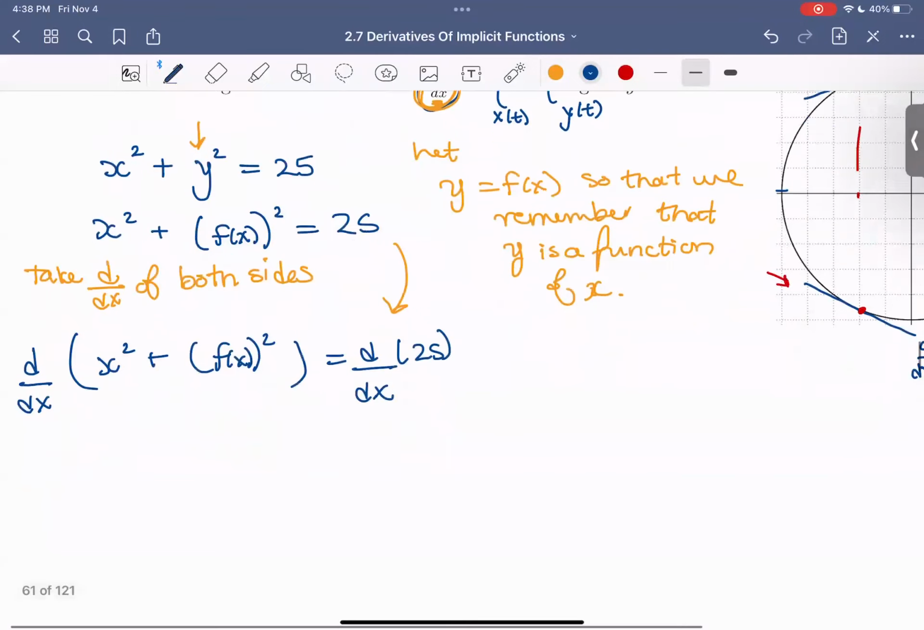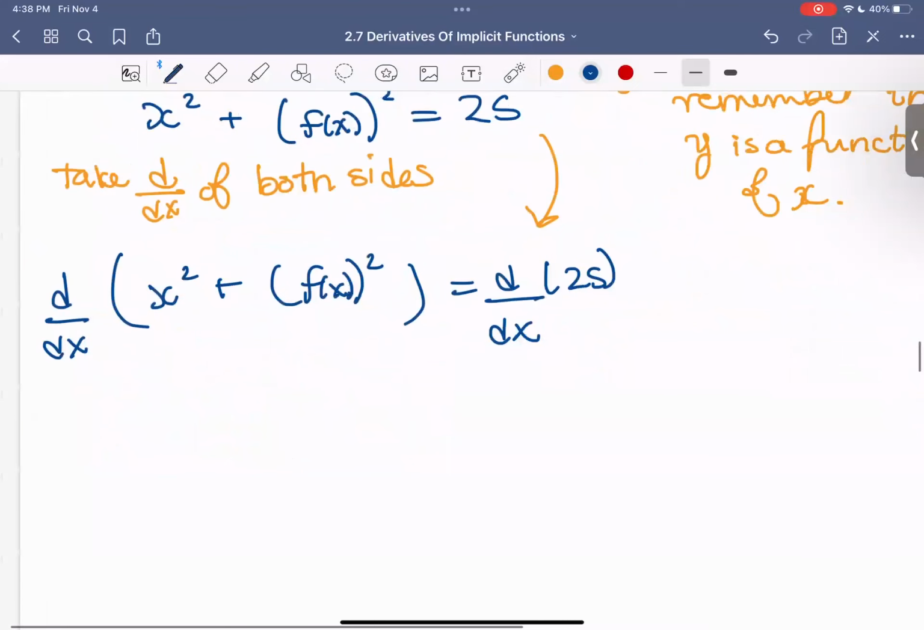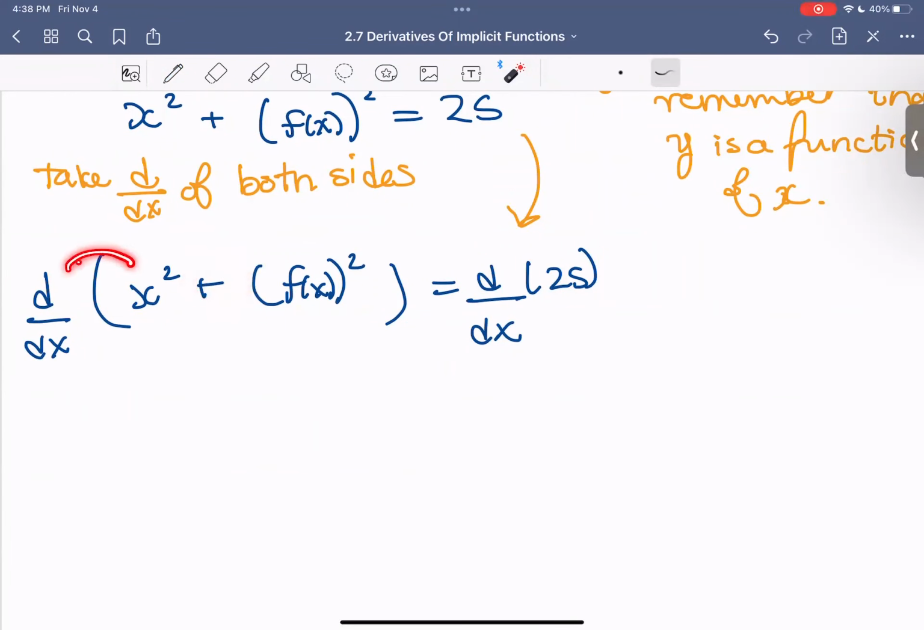All right, so that left-hand side, we just have a sum going on. So we're going to compute the derivative of each term. The derivative of that first term here is just the derivative of x squared with respect to x. So we're just going to use the power rule there. I'll write that out, power rule.